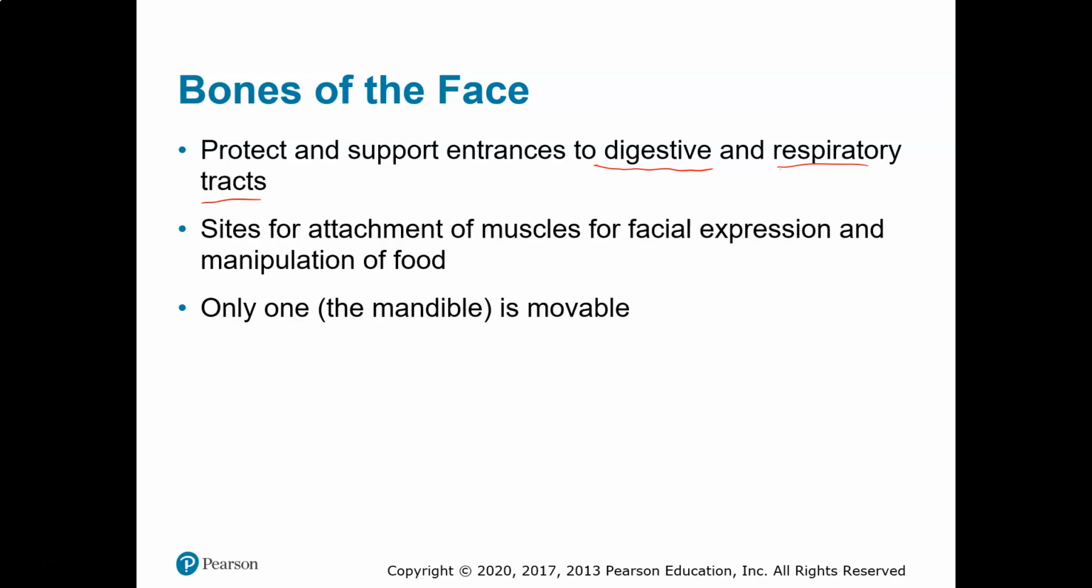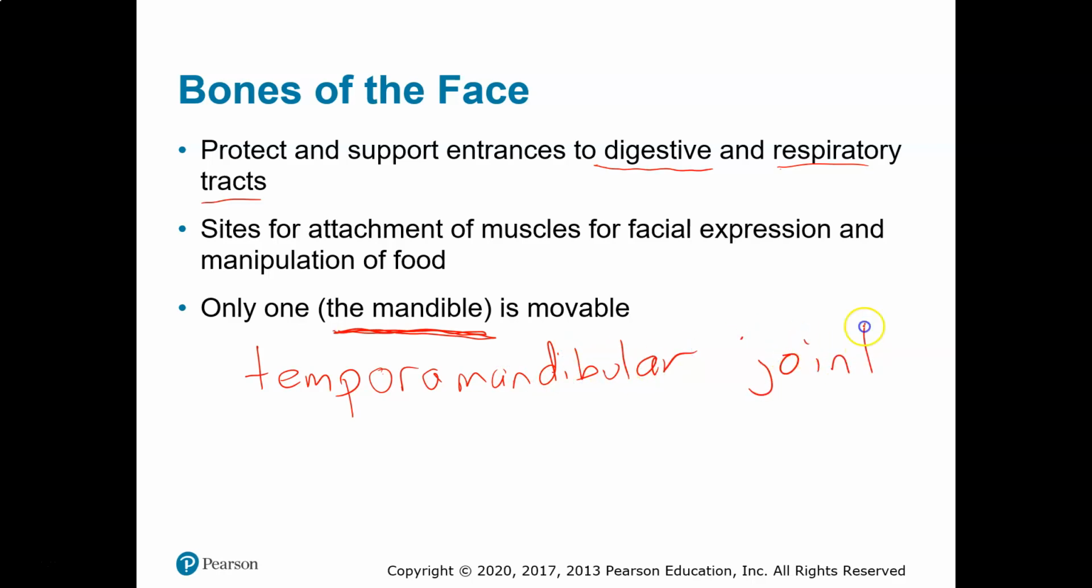The facial bones are also the sites for attachments of muscles for facial expression and manipulation of food, chewing food, like raising your eyebrows or smiling, any of the many facial expressions that we have. The only movable facial bone is the mandible, which is movable at the temporomandibular joint. And that joint, of course, is where the mandible is connected to the temporal bone.